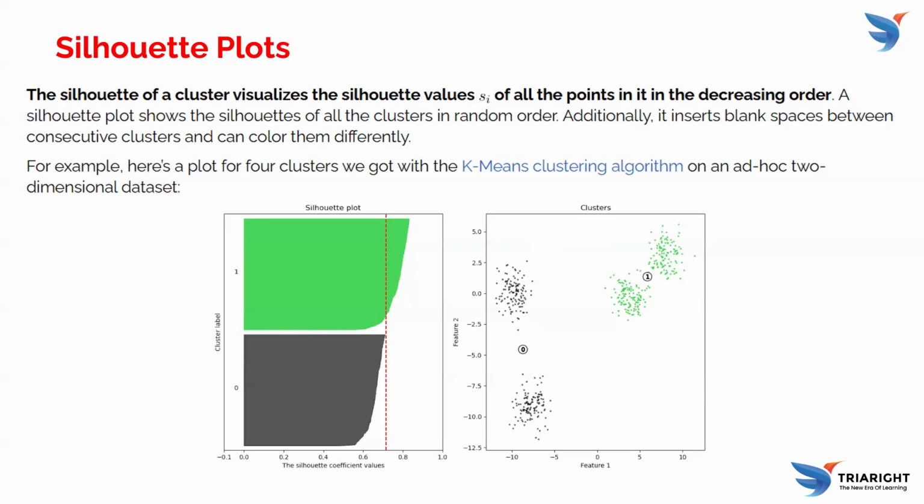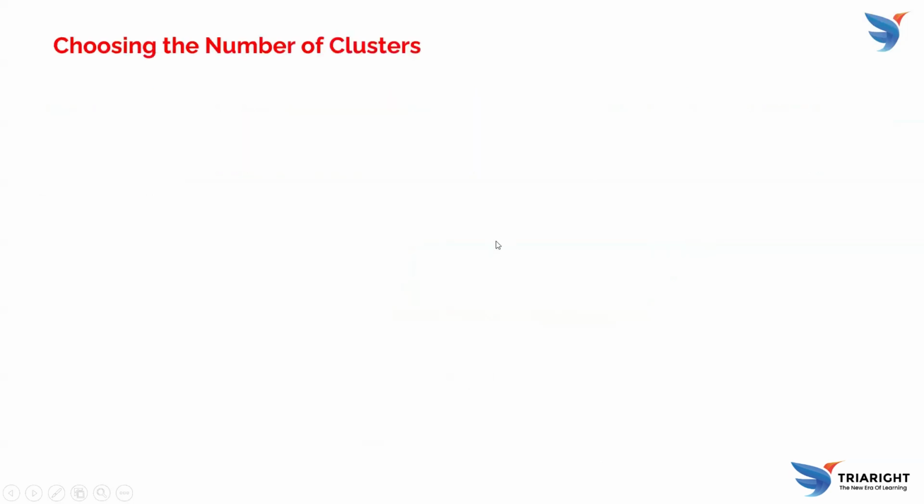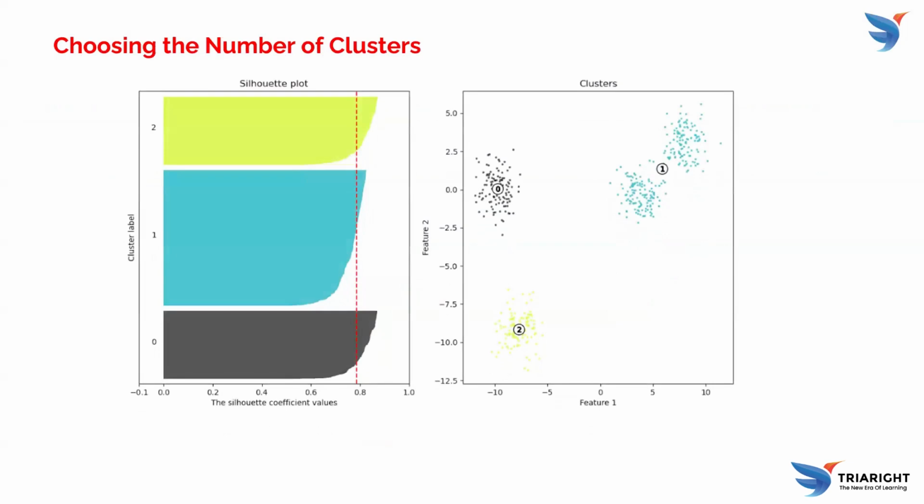For instance, the black cluster on the right has many data points that are poorly clustered, extending to negative values, while the green cluster has higher silhouette values. According to the data points, the highest is blue and yellow, second is black and third is yellow, so we arrange them as 1, 2, 0.